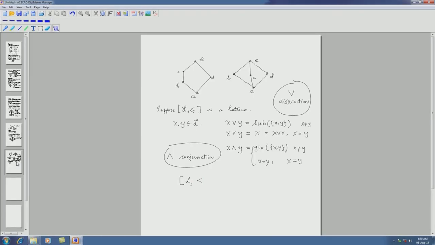Now, we can consider a lattice along with the partial order defined on it, some kind of algebraic system having these two operations, conjunction and disjunction. So, I can write the whole setup as L, then the partial order, then the disjunction and the conjunction. This is for today's lecture. In the next lecture, we will build algebraic systems on this setup. So, for the time being, I stop. Thank you.